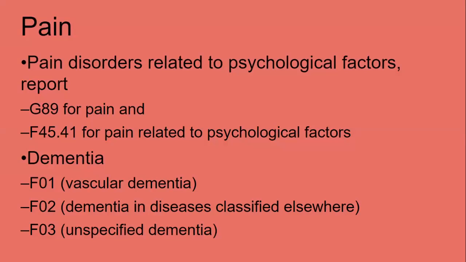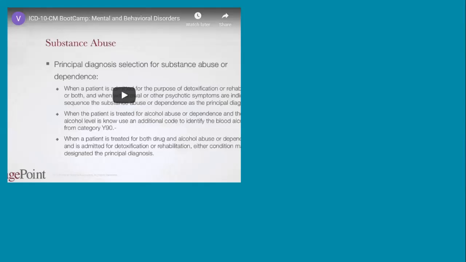Now we're moving into dementia. F01, vascular dementia, F02, dementia and disease classified elsewhere, and F03, unspecified dementia. Okay, I am not going to go through this. We're not going to listen to this just for time purposes, but I will add a link to boot camp mental and behavioral disorders along with this lecture.